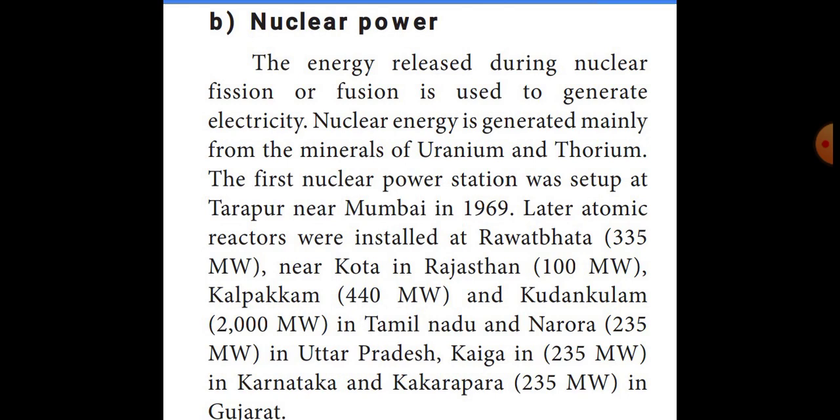Later the atomic reactors were installed at Rawat, which is near Kota in Rajasthan. Then they were also set up in Kalpakkam and Kudankulam in Tamil Nadu, Narora in Uttar Pradesh, Kaiga in Karnataka and Kakrapara in Gujarat. These are the areas where nuclear power stations were set up. Can you understand, students?